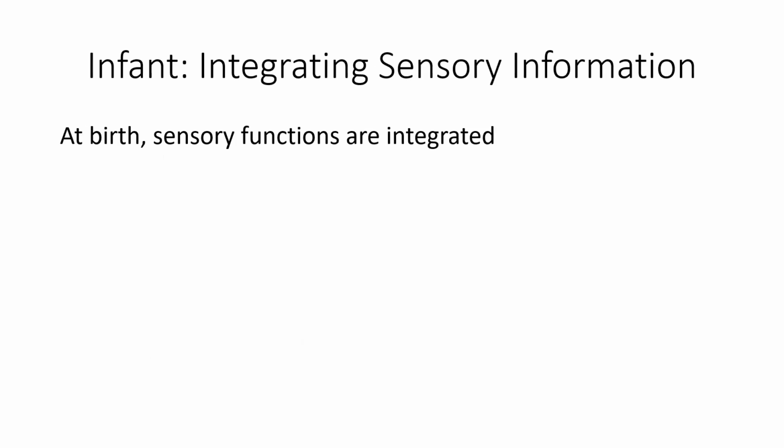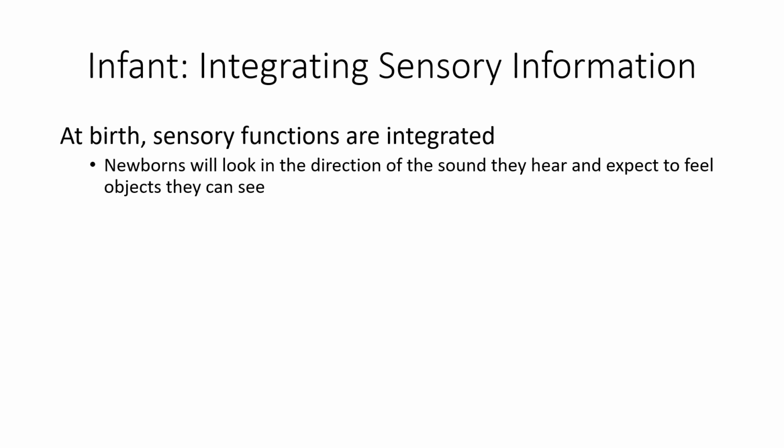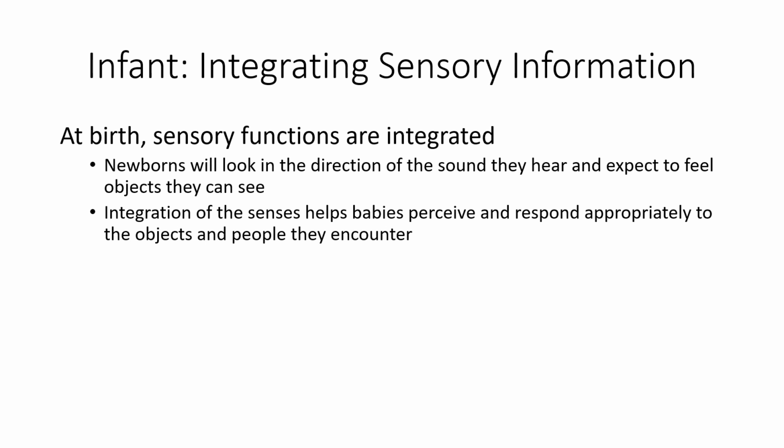I kind of talked about this earlier, but at birth the sensory functions are integrated. Newborns will look in the direction that they hear a sound. If they reach out to touch an object, they'll expect to feel it. That was that one video we looked at earlier with the optical illusion. Those infants reached out and expected to touch something. So this integration of senses helps babies perceive and respond to objects and people in the world. It helps them learn about the world. So this integration of the senses is very important.